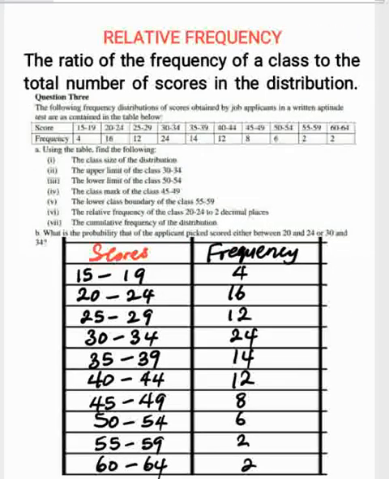Then the next concept is the relative frequency. Here we have the scores aligned to their frequencies. For us to determine the relative frequency, we simply take the ratio of the frequency of that particular class to the total number of scores, that is the total frequency, the sum of the frequency we have here. We just have to calculate summation F.